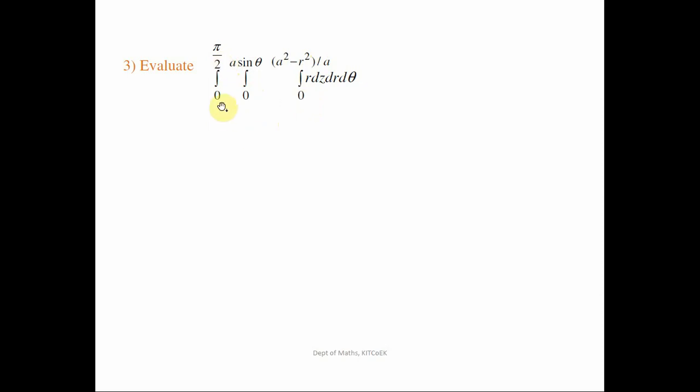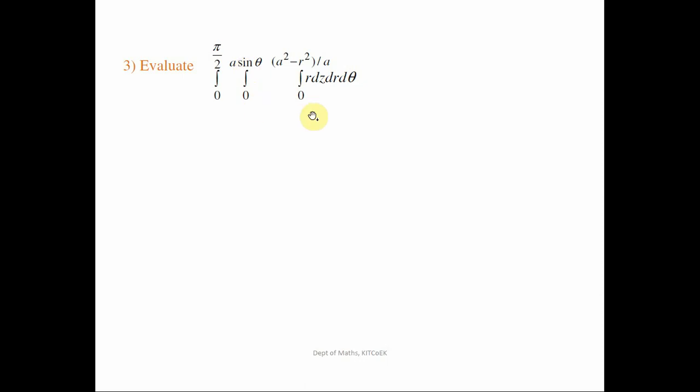Here the limits of the outer integral, 0 to pi by 2, are constant limits, whereas the limits of the middle integral as well as the inner integral are both functions of a single variable. The limits of the inner integral, 0 to a square minus r square by a, are functions of r only, and the limits of the middle integral are functions of theta.